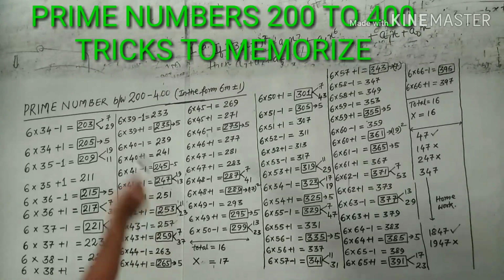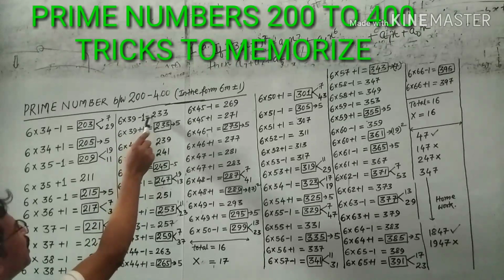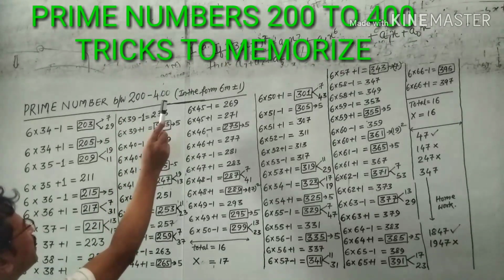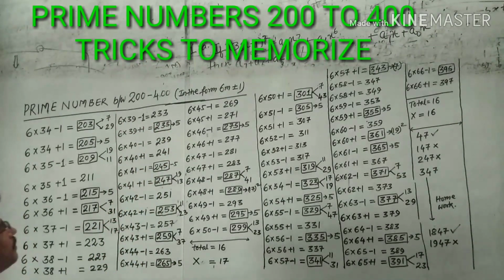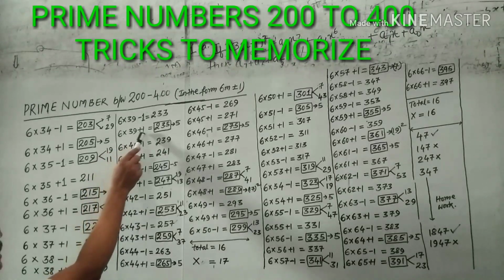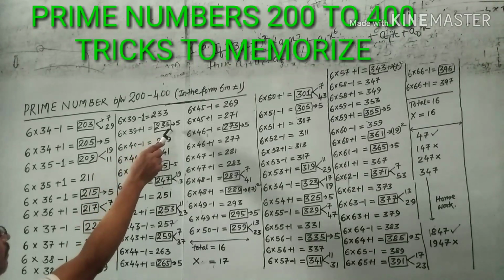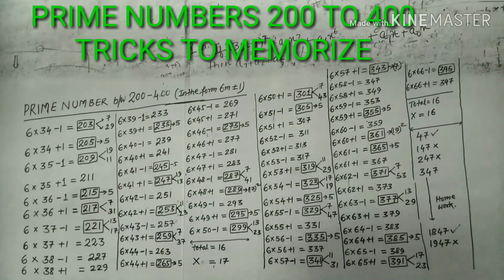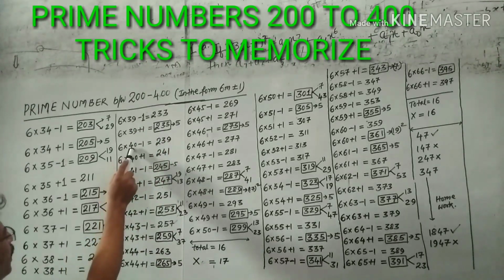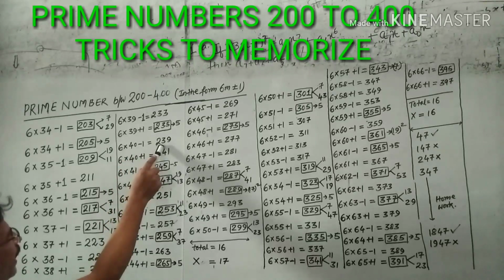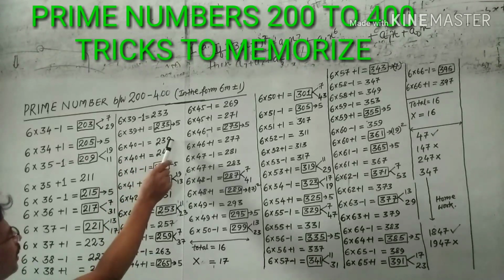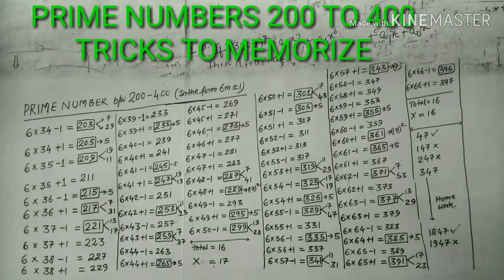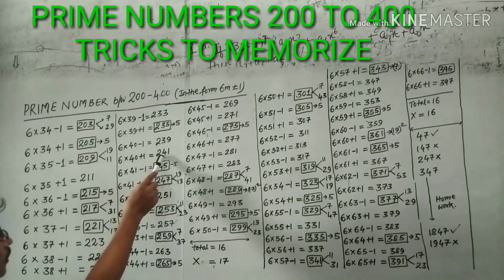Okay. 6 into 39 minus 1, 233, so it is a prime number. Okay. 6 into 39 plus 1, 235, ends with 5, so it is having a factor of 5, so it is not a prime number. 6 into 40 minus 1 is 239. This one is 239. 239 is a prime number. 6 into 40 plus 1, 241. It is a prime number.